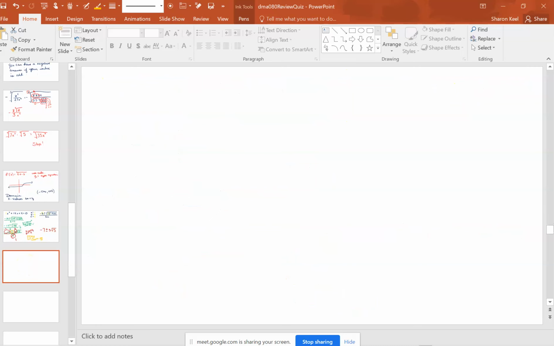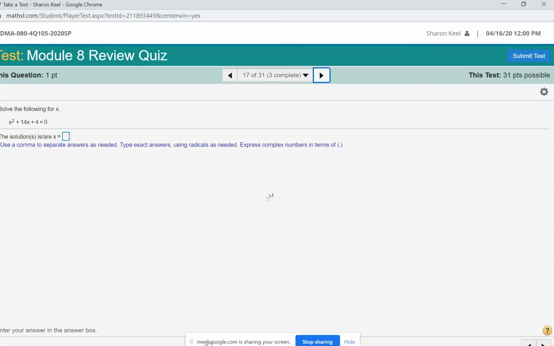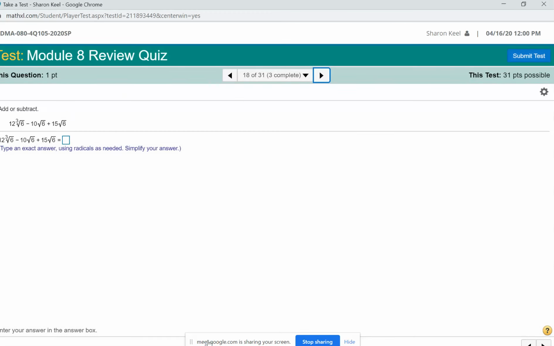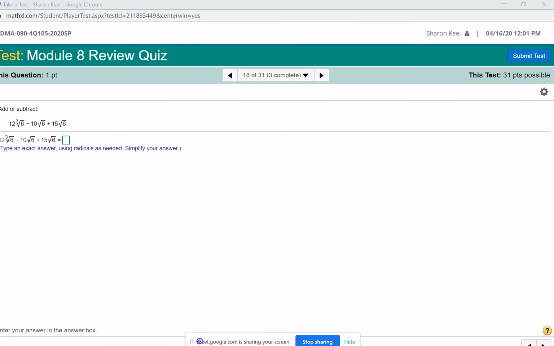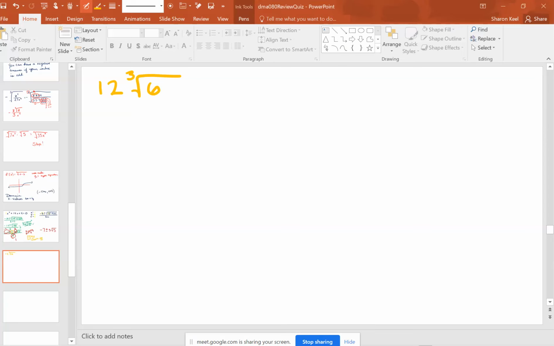Okay, we still got plenty of time, so let's keep on moving on these. Add or subtract. So we have 12 cube root 6, 12 with a cubed root of 6, minus 10 square root 6, plus 15 square root 6.